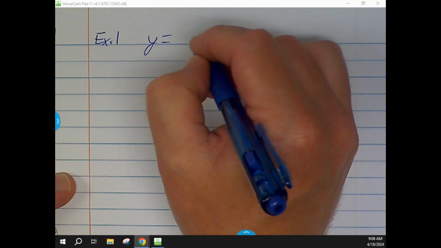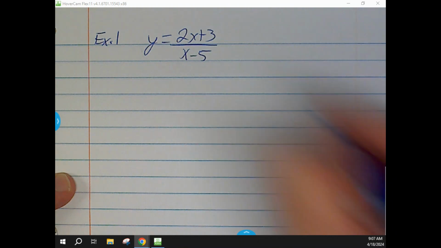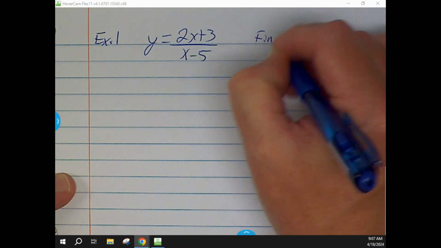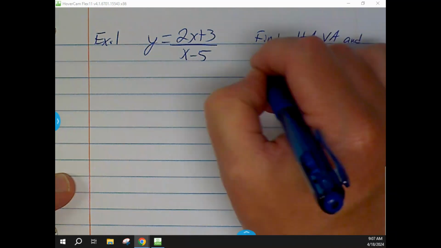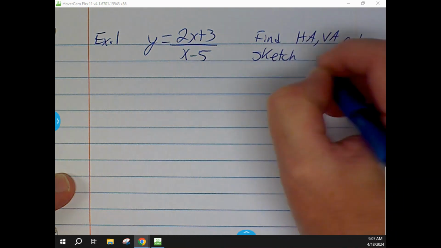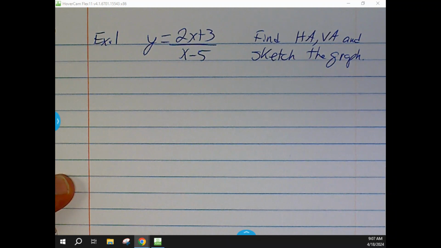All right. So for this one, we're gonna find the horizontal and vertical asymptotes, and then after we do that, we're actually gonna sketch the graph. And again, notice it doesn't say plot. Every time you get these, it says sketch. It doesn't have to be perfect. It just needs to be in the ballpark.